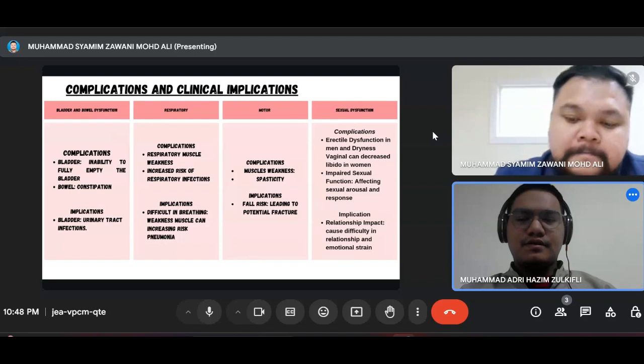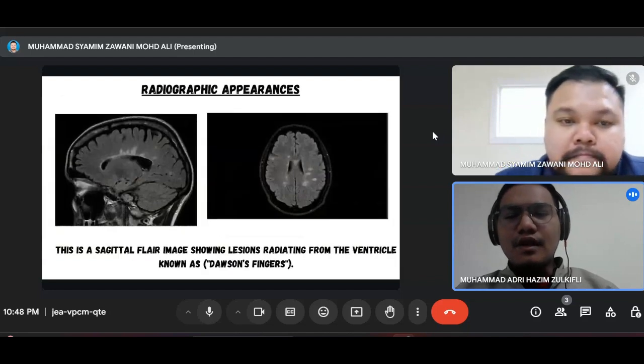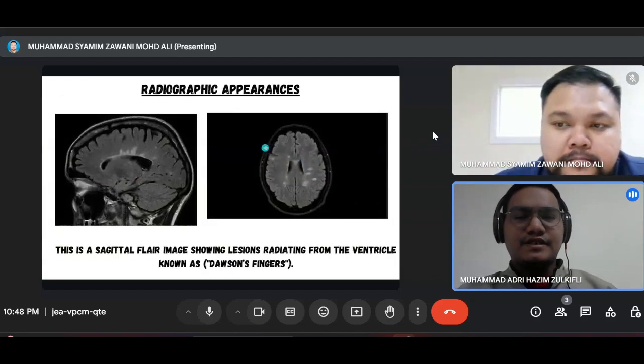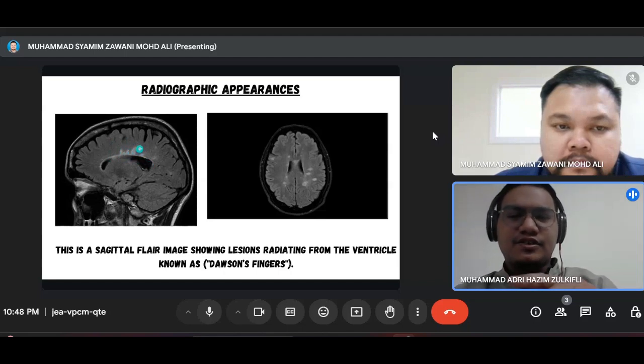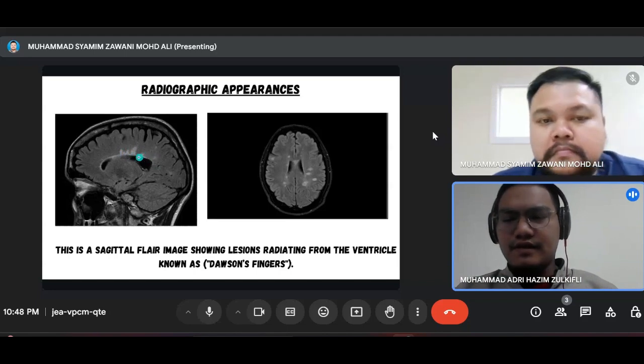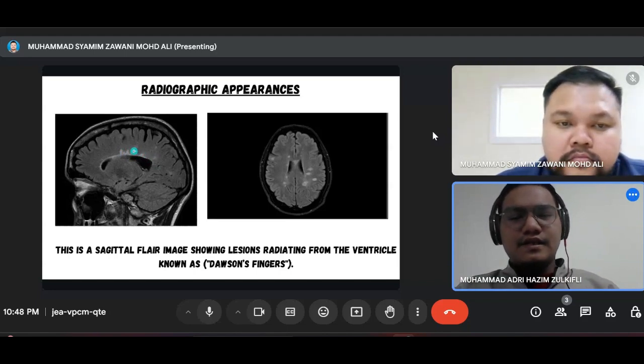Okay, next. This is the image that appears in the sagittal FLAIR. This image shows lesions radiating from the ventricle, known as Dawson's fingers. As you can see, the cursor shows a shape like a finger. It was described by Dawson, so it is named Dawson's finger.